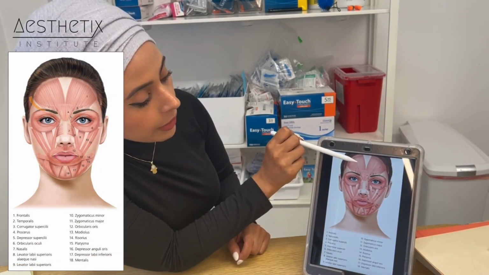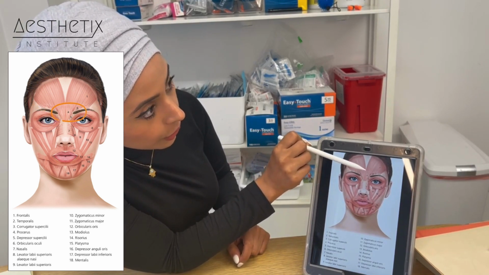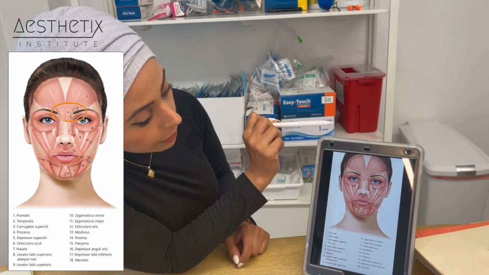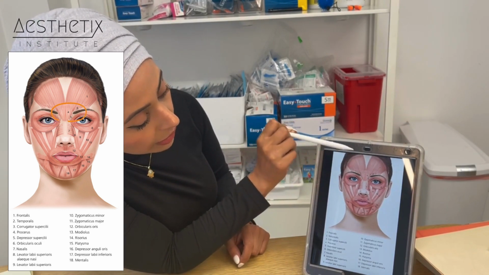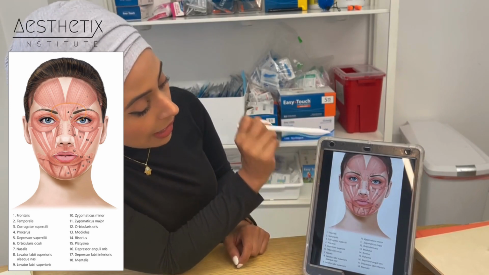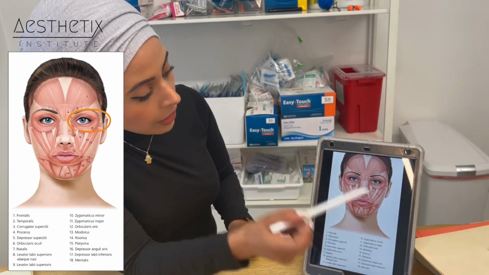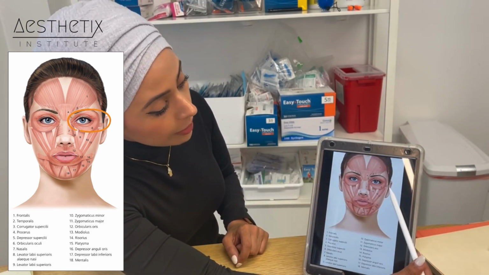Number 1 over here, we have our frontalis muscle. Number 4, 5, and 3, we have our procerus muscle, our corrugator muscle, and our depressor supercilii muscle. Over here at number 6, bilaterally, it's the same. We have our orbicularis oculi muscle.